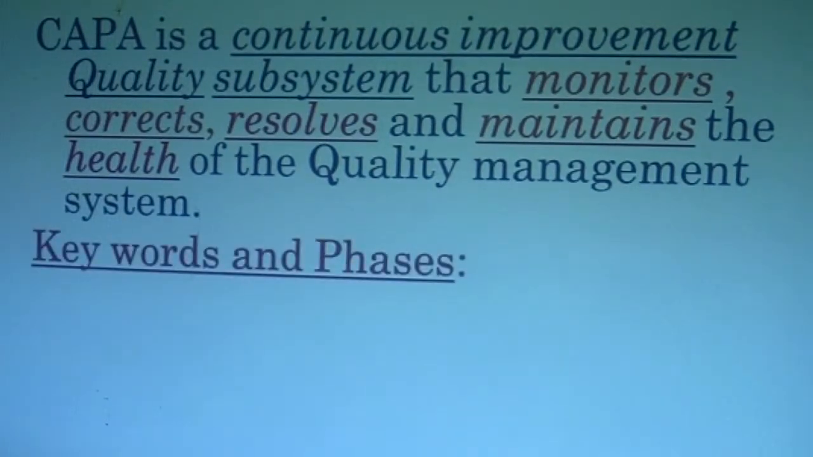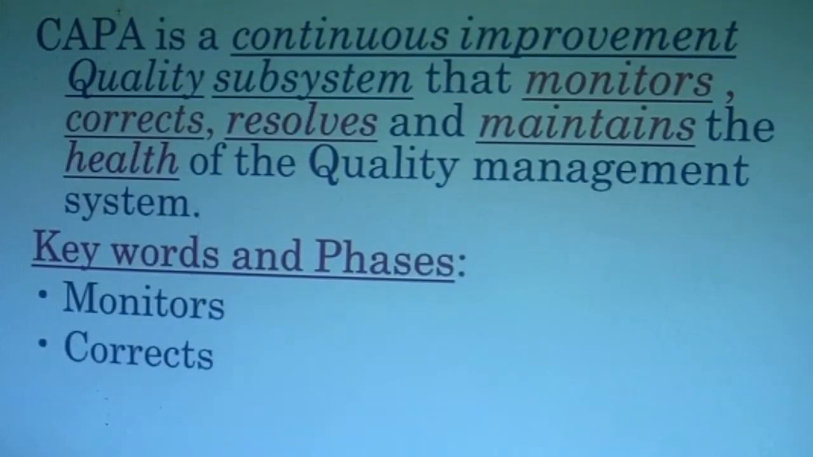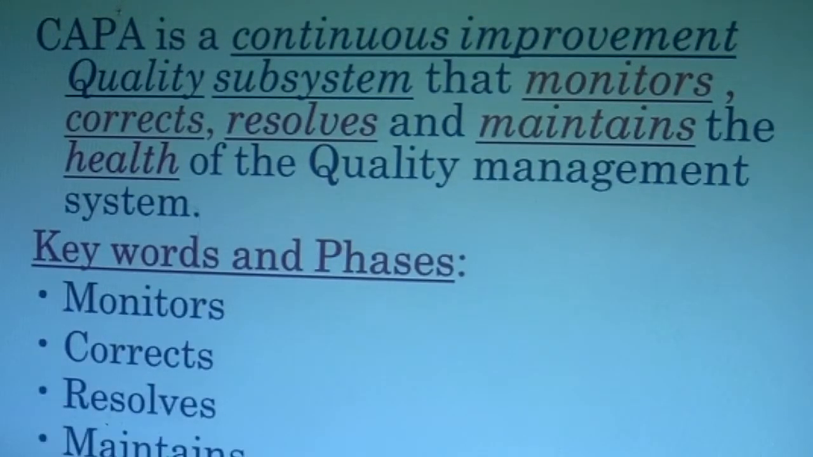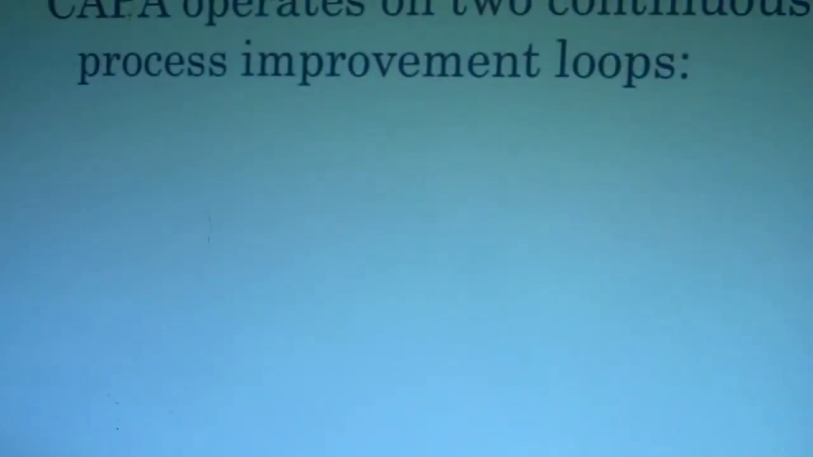Keywords you need to remember here, and here they are. It monitors. Second, it corrects. It resolves. It maintains. And CAPA operates on two continuous process improvement loops. You've got to remember this, it is very important. CAPA operates on two continuous process improvement loops. Let's look at them.